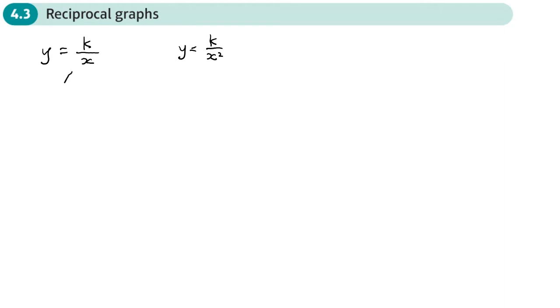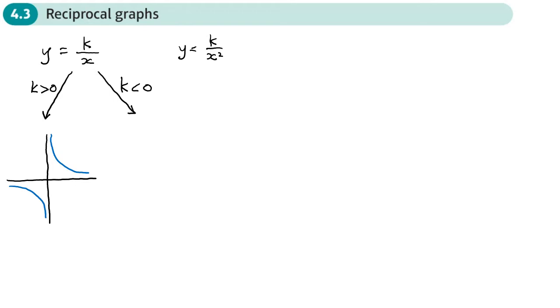So let's start over here and look at the cases where k is greater than 0, what these graphs look like, and the case where k is less than 0. So when k is greater than 0, this could be the graph of y equals 1 over x, y equals 2 over x, y equals 3 over x, and so on. It's going to form this shape, like this.